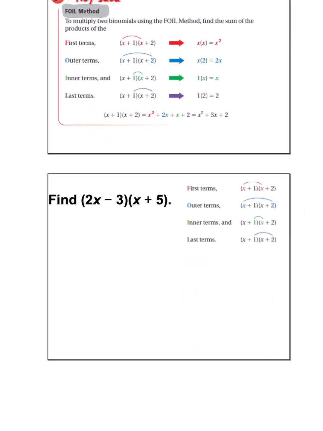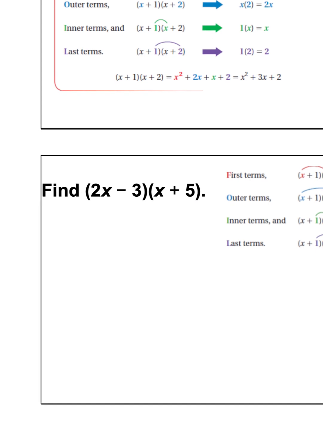So if we use that FOIL method, just like we've been doing here, you start with your first term. So the first term in each set of parentheses, 2x times x. And 2x times x is 2x squared. Then you move to the outside terms, 2x and 5. Those are the two that are on the outside of the parentheses, out here and out here. So we end up getting 2x times 5, which is 10x.